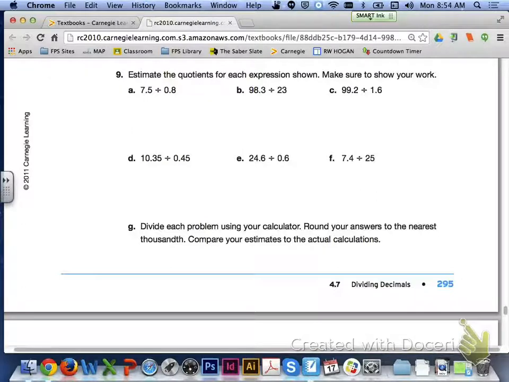The big thing to remember from today is that we do not want to have any decimals in our divisor. So we need to make sure that we move that decimal point over in the divisor and in the dividend as well when we multiply by a form of 10.